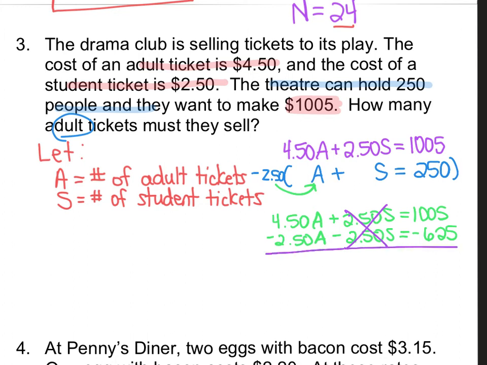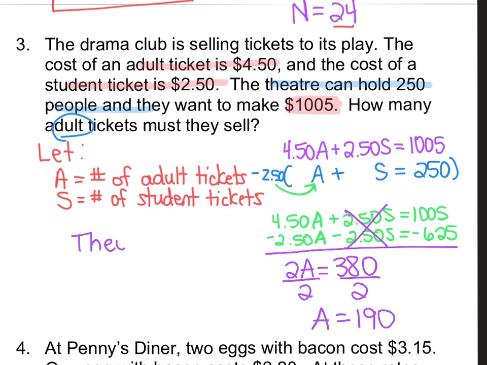So I can see 450 minus 250 is 2A, and 1,005 minus 625 is 380. And I divide by 2, I go straight to my adult tickets, which is 190 adult tickets. So they must sell 190 adult tickets.